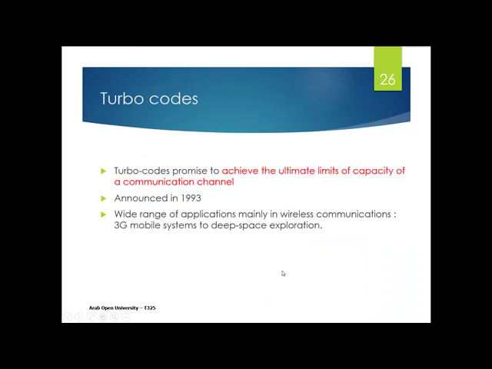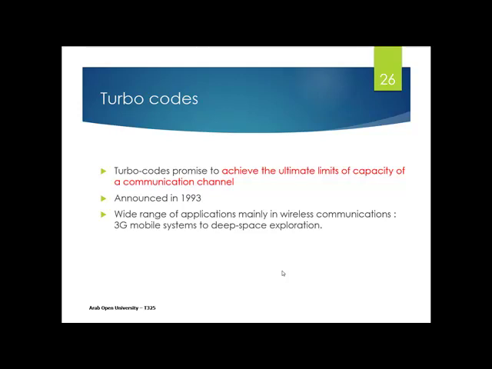The example we're going to see now, just for your information and for further reading, is about the turbo codes. The turbo code promised to achieve the ultimate limits of capacity of a communication channel that is defined by the Shannon equation. This turbo code has a nice story that is nice to read. You can read how the inventors of this code faced the problem of recognition at the beginning, since no one believed that we can achieve the ultimate limits of the capacity. So I advise you to go and read further about this story.